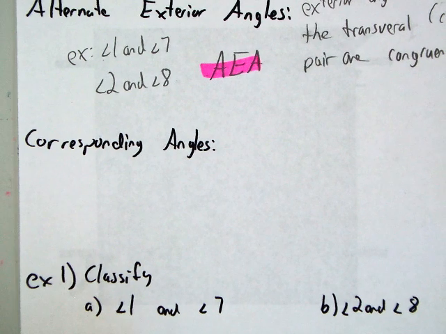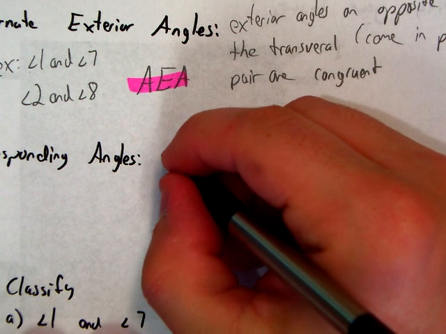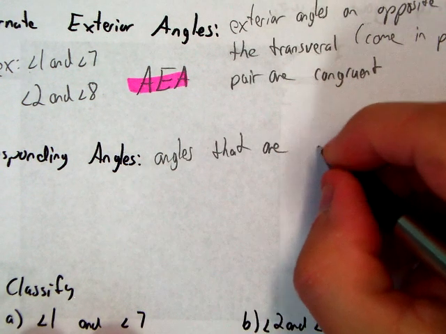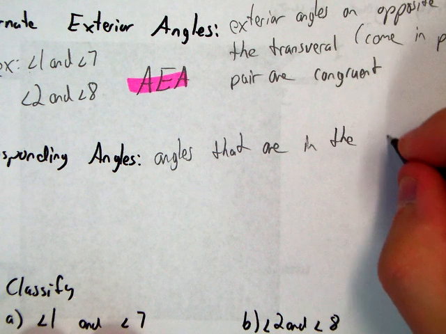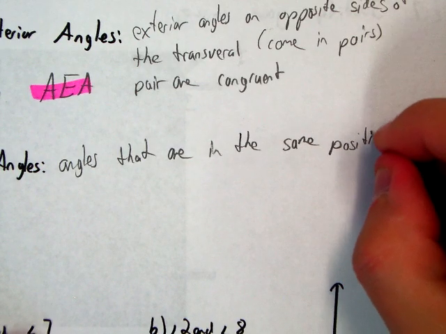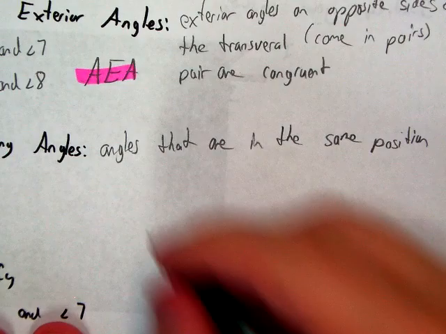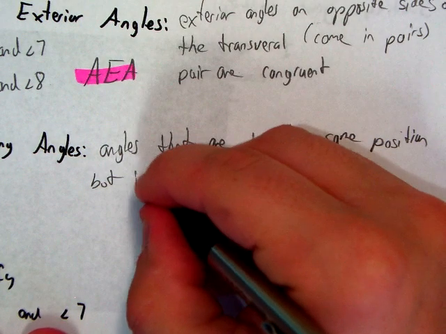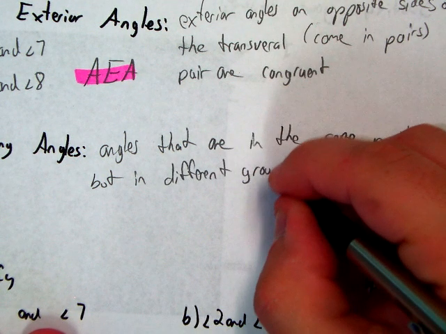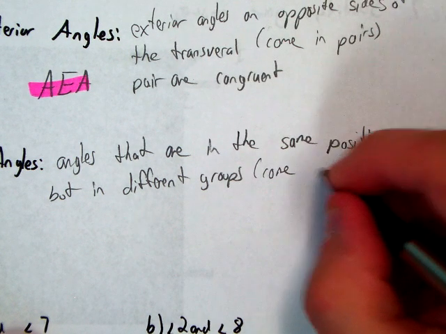Now, corresponding angles are a little bit more difficult to understand. But these are angles that are in the same position, but in a different group. Again, these also come in pairs.